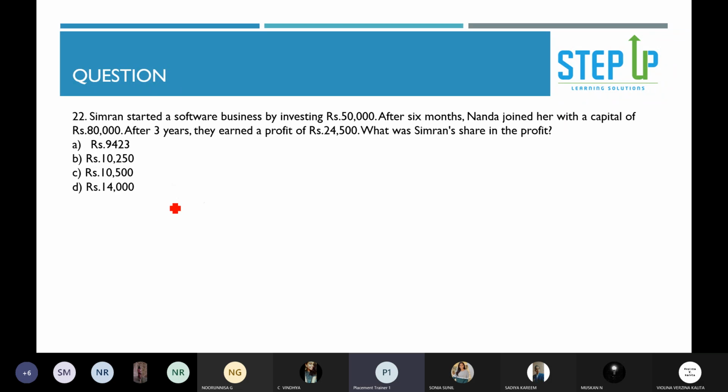How much amount she invested, Simran? 50,000. So, has she started from the beginning only? Yes. Right. Okay. We don't know, but for how many months? After 6 months, Nanda joined her with a capital of 80,000 after 3 years. It means that Simran would have invested for how many months? 36 months. Because she is the one who had started. After 6 months, it means that first 6 months, Nanda didn't invest. For the rest 30 months, Nanda would have invested.